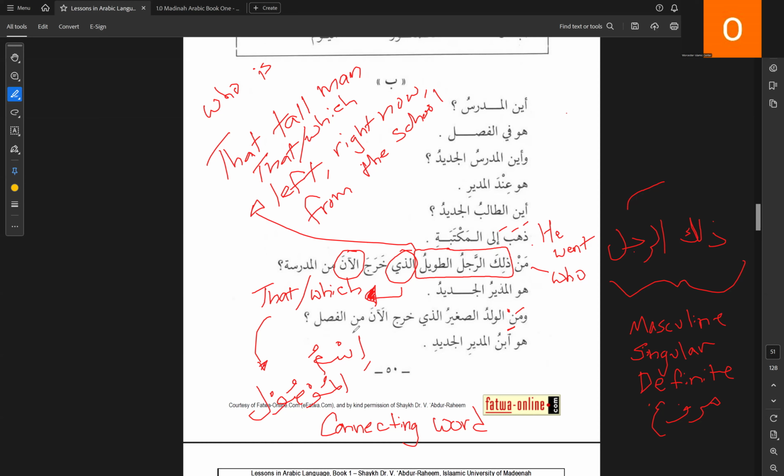هو ابن المدير الجديد. I'm on this one, so I'll have to erase everything before. So I'm just reading this first. هو ابن المدير الجديد. He is the son of the new principal. So who was first? He is Ibn, the son, because why is it the son, even though there's no al?